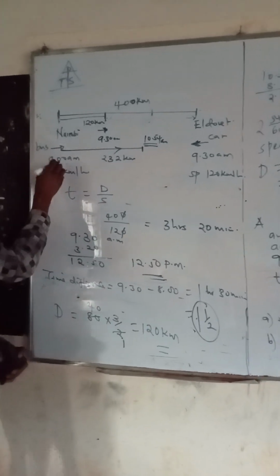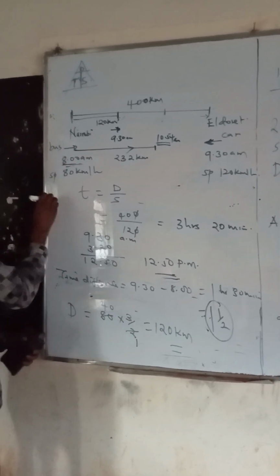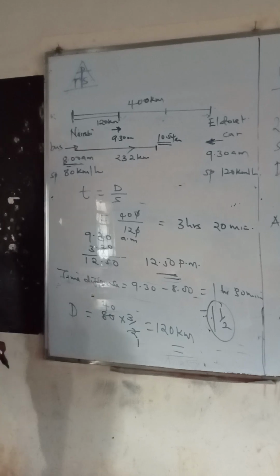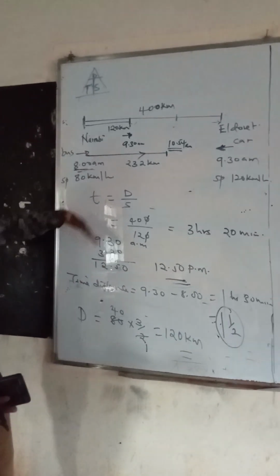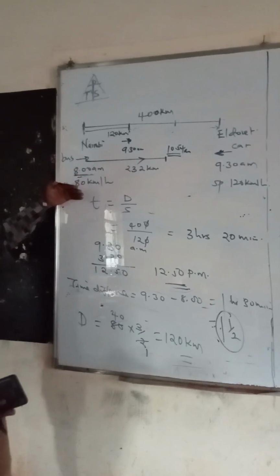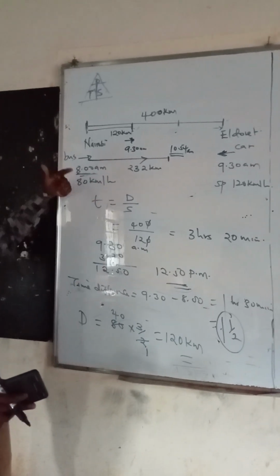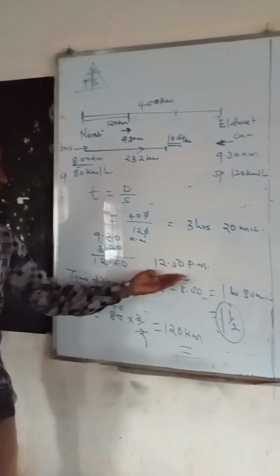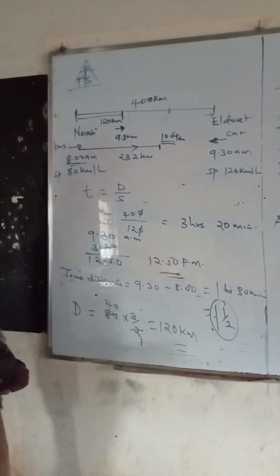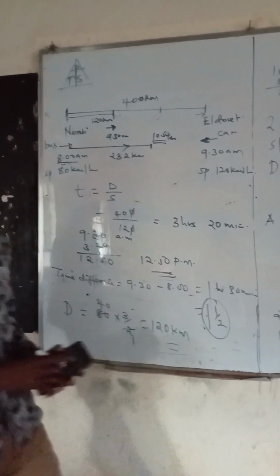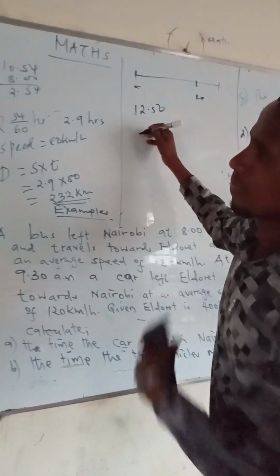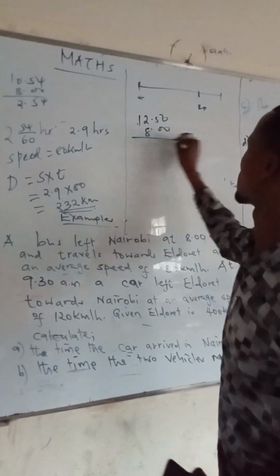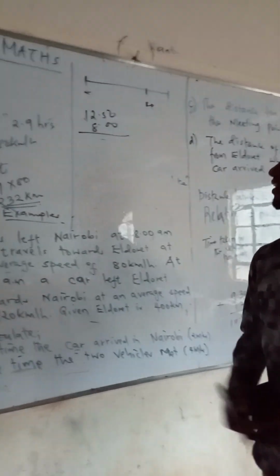And we are told the bus started the journey at 8:00 a.m. and it never stopped. So we need to get the time taken, and the distance covered by the bus by 12:50. What distance did it cover? How do we do that? We will say 12:50 minus 8:00, which is the time that the bus started the journey.